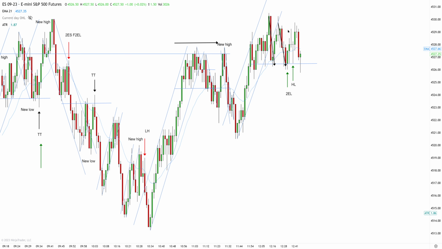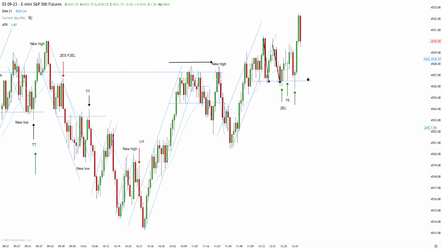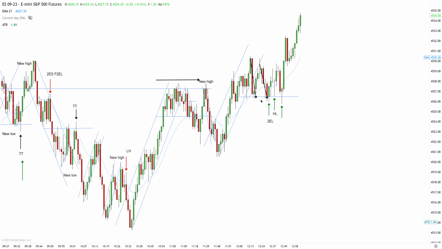We need to get a new high. All the sellers are going to get trapped. So this is the ultimate setup you want to take. And the market continues working here. So we have a bunch of setups here.